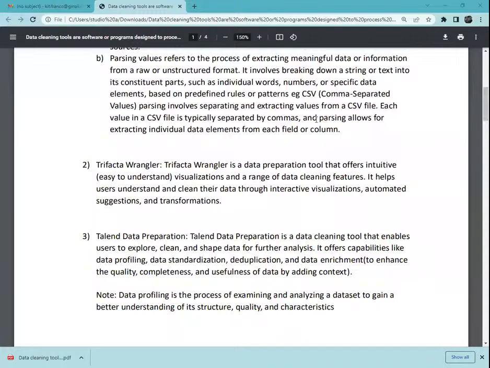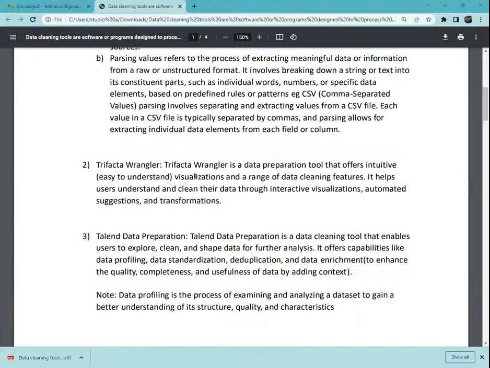Then we have this AI. These are an artificial intelligence software, which is used for what here? For data cleaning. It's called the famous Wrangler, Trifacta Wrangler. So Trifacta Wrangler is a data preparation tool that offers intuitive means, easy to understand, visualizations, and a range of data cleaning features. It helps users understand and clean their data through interactive visualizations.